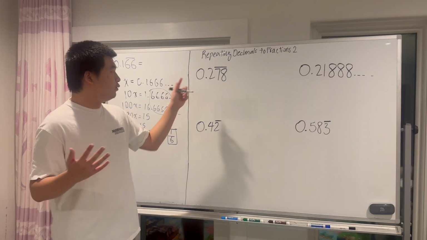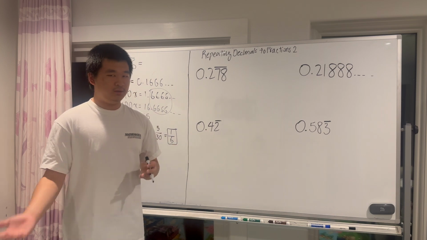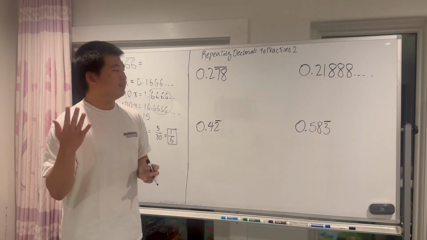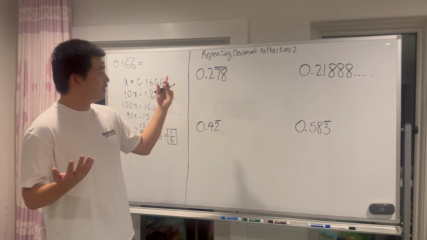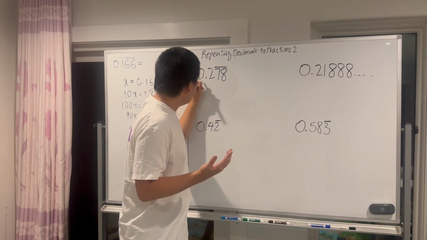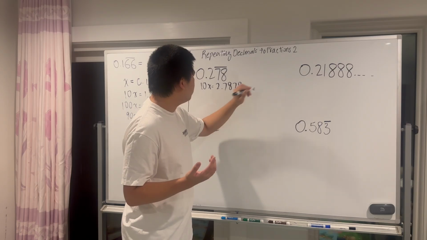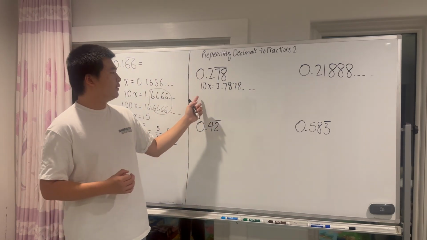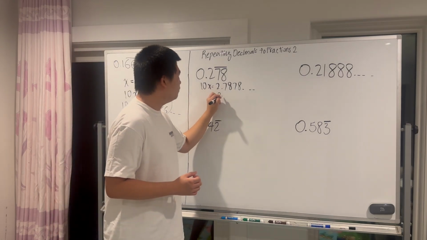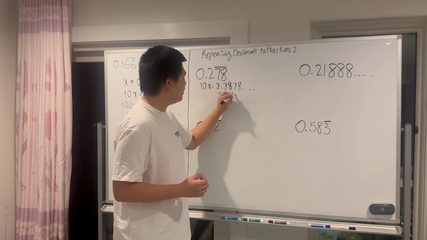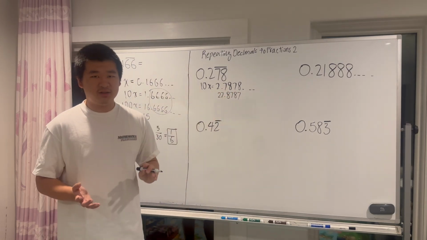Here we have 0.2787878. So once again, we have one non-repeating digit, and then 2 repeating digits. So how can we handle this? Well, it's going to be a very similar idea. If we want only infinite digits behind the decimal point, what we can do is multiply this by 10. And we'll have 10x equals 2.7878, etc. Okay, but what if we multiply this by 10 again? We'll get 100x equals 27.8787, and we have 8787 instead of 7878, and that doesn't cancel out at all.